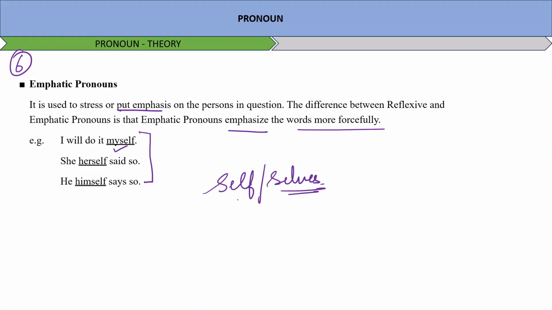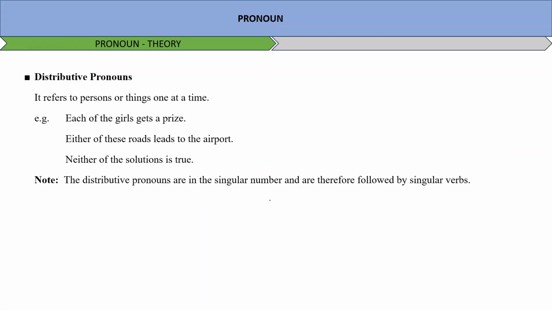Moving on to the next one, the seventh, the distributive pronoun. What is a distributive pronoun? It refers to persons or things one at a time. Each of the girls gets a prize. Each, one at a time. Either of these roads leads to the airport, one at a time. Neither of the solutions is true, one at a time we are counting.